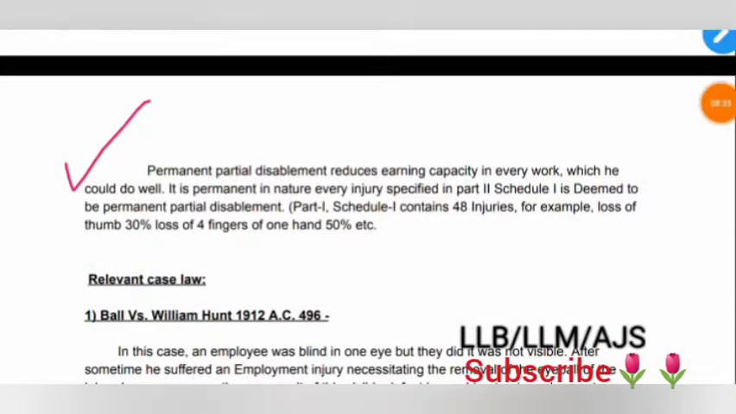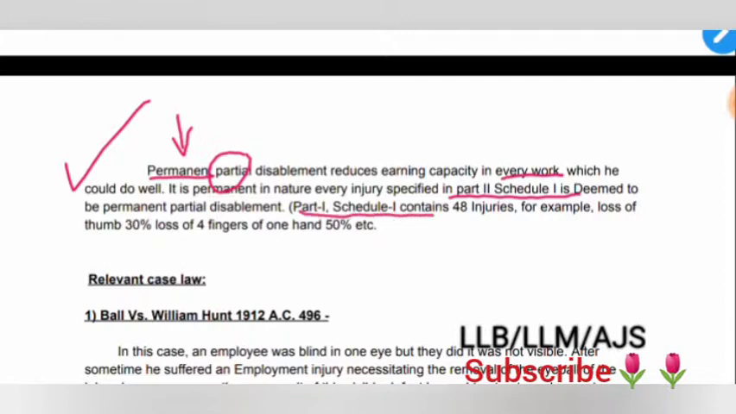Then comes permanent partial disablement. Permanent partial disablement reduces earning capacity in every work which he could do well. Although it is permanent, it is partial. It is permanent in nature. Every injury specified in part 2 schedule 1 is deemed to be permanent partial disablement.